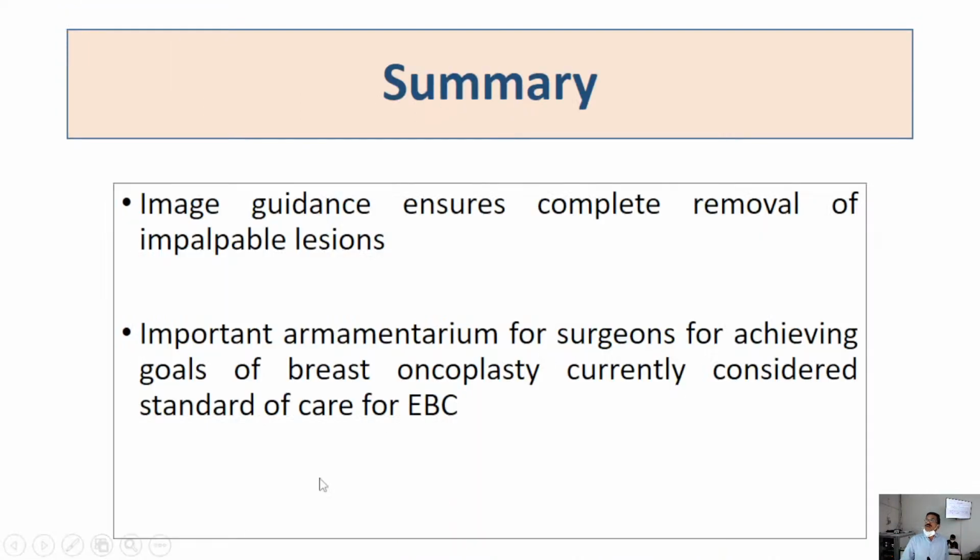So, to conclude, how image guidance helps in early breast cancer is it ensures complete removal of the impalpable lesions, and it becomes a very important armamentarium for surgeons for achieving goals of breast oncoplasty, that is good tumor-free margins and good cosmesis, which is currently the standard of care for early breast cancer.